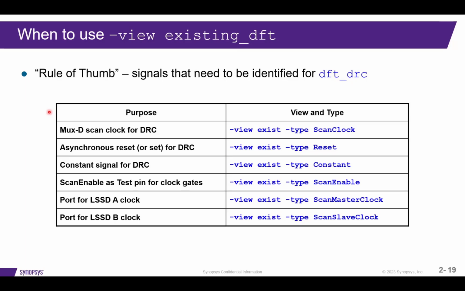After the previous example, you may question, when should I use -view existing DFT and when should I use -view spec? The rule of thumb: signals that need to be identified for DFT DRC should use the -view exist option. Some examples are scan clocks for MUX-D scan style. I may have a reset signal, an asynchronous reset or set signal that needs to be informed to the design rule checking engine. I may have a constant signal, as well as a scan enable as a test pin for clock gating. These are the types that I would define using -view exist. In addition, if you have an LSSD scan style, the A clock and B clock should also be defined with -view exist with these two different signal types.